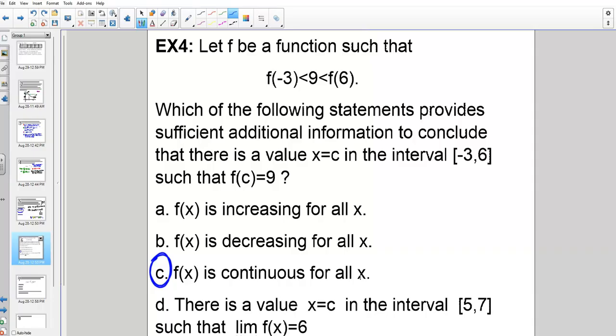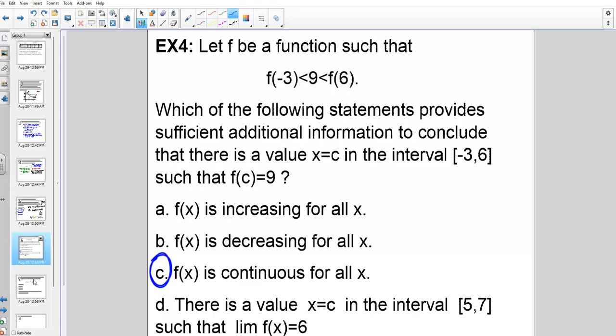A function can be increasing and have a vertical asymptote, or a jump. It can be decreasing and have a vertical asymptote or a jump. That is not going to help. This having a value where you get f of x equals 6, that's just a random answer trying to throw you off. But the condition you have to have for any intermediate value theorem is that f has to be continuous. Notice this doesn't actually say intermediate value theorem anywhere, but it's what's being applied in this case.